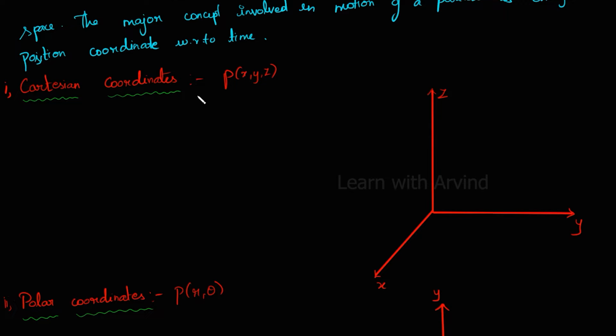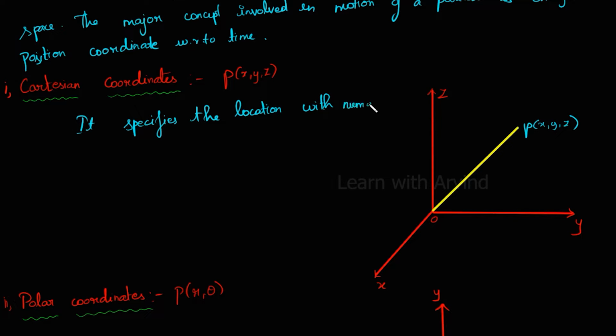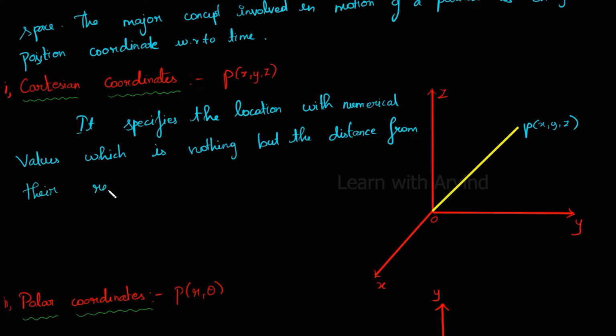First, let's start with the Cartesian coordinate system, which would be of the form P of x, y, z. Let's mark a point P in the XYZ axes. Let's connect the origin and P. It specifies the location with numerical values. The Cartesian coordinate system specifies the location using numerical values, which are nothing but the distances along their respective axes.